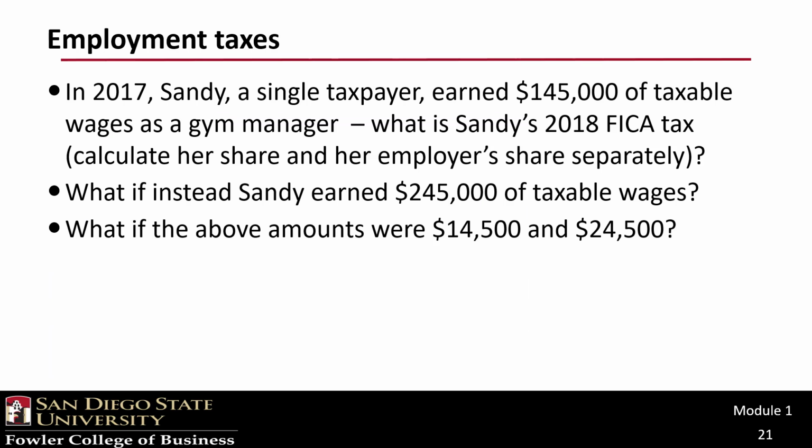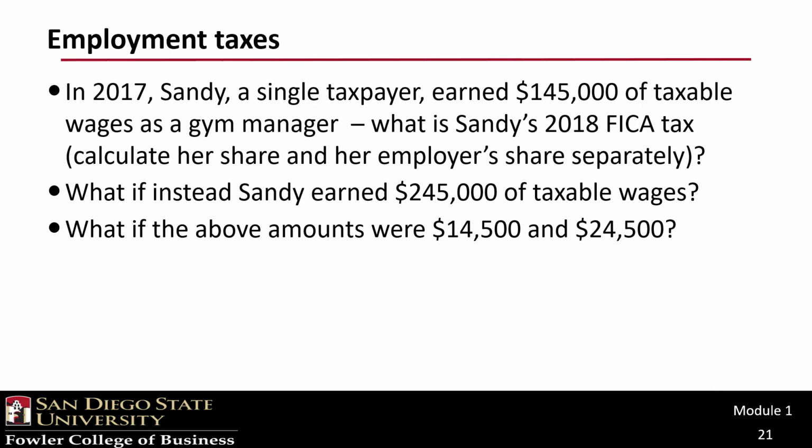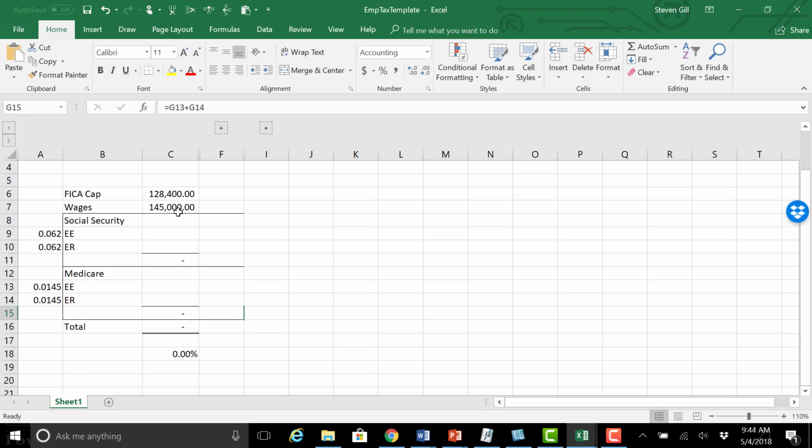Okay. So we're going to work here with Sandy. So in 2017, Sandy, single taxpayer, earned $145,000 of taxable wages as a gym manager. What is Sandy's 2018 FICA tax? So we're going to calculate her share and her employer's share separately. Then we're going to go on and calculate it as if it was $245,000. And then we'll also recalculate it as if it was $14,500. Okay, so the easiest way to do these calculations is out in Excel. So I would encourage you to take a break, push out into Excel, and follow along. Okay, here we go. Welcome to Excel.